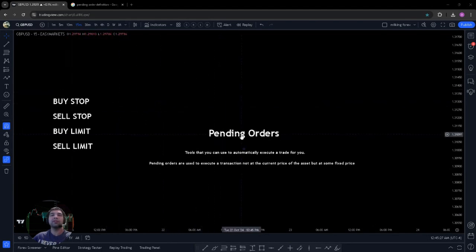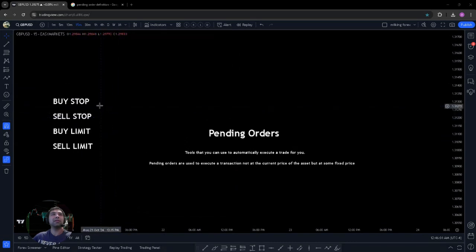So pending orders are not like market orders. Pending orders are placed prior to the price reaching a certain level, right? So they automatically execute a trade for you. Whenever you place an order prior to the price reaching that certain level, it is already sent to the server. So whenever the price reaches that certain point, it executes. I hope this makes sense.